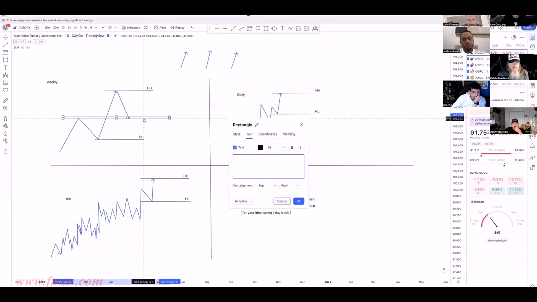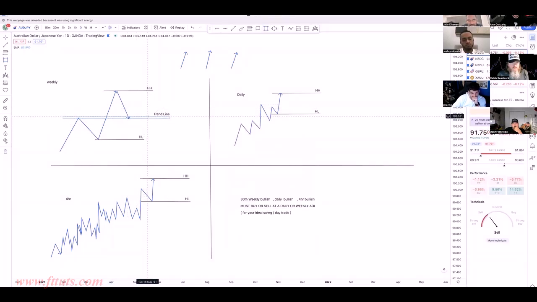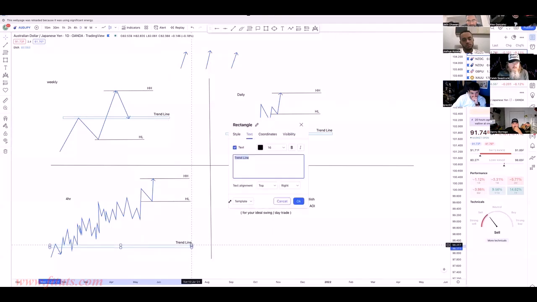I'm just going to copy and paste the box, this right here. This box, this would be the higher low, how it looks on the daily. And this is how the higher low would look on the 4 hour. It's the same exact zone.